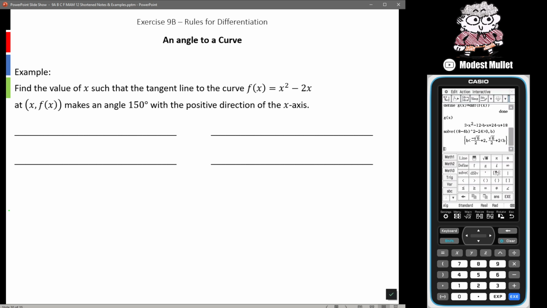Angle to a curve. Find the values for x such that the tangent line to the curve f of x equals x squared minus 2x at f of x makes an angle of 150 degrees with the positive x-axis. We did this in class. I must have forgot to delete that out of the slide in the class one, but we have done that. This comes down from m is equal to tan theta. Any line crossing a horizontal line, horizontal being the x-axis, or anywhere else, but just with the positive direction, the x-axis needs to make 150 degrees.